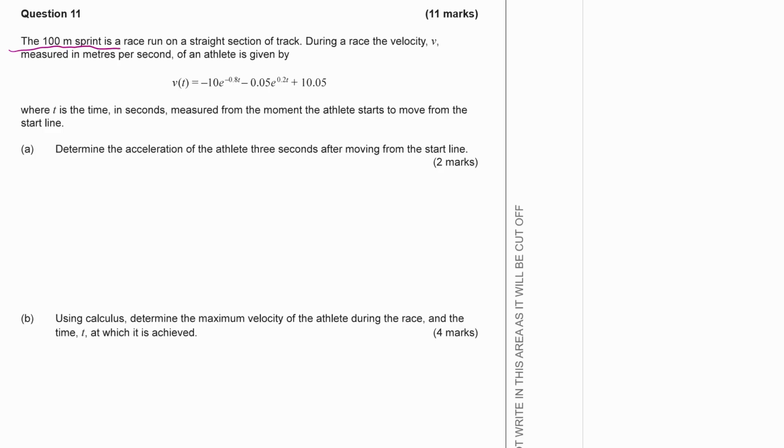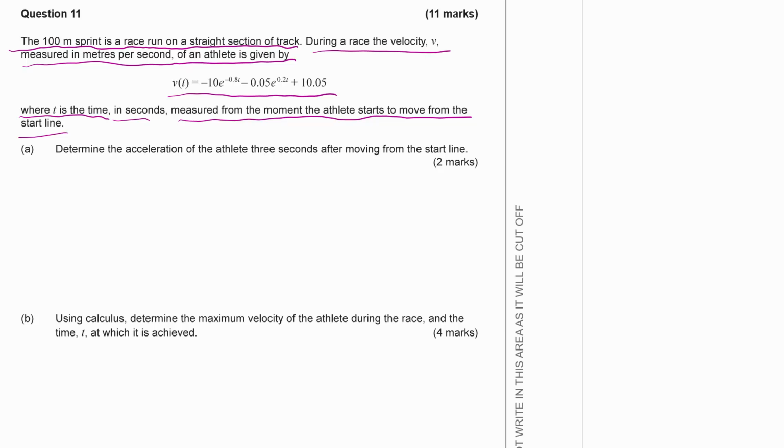The 100-meter sprint is a race run on a straight section of track. During a race, the velocity measured in meters per second of an athlete is given by this expression here, where t is the time in seconds measured from the moment the athlete starts to move from the start line. Determine the acceleration of the athlete 3 seconds after moving from the start line.